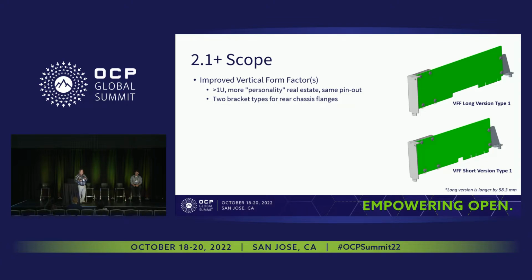But really what it does is allow you to add some personality to the module. There's a lot more real estate there, so you can put other things. It does have the same DCI pinout, so you don't have to worry about that. There are two bracket types for the rear chassis flanges here. You can see type 1 and type 2 on the bottom there. Basically the difference is the flange, right?